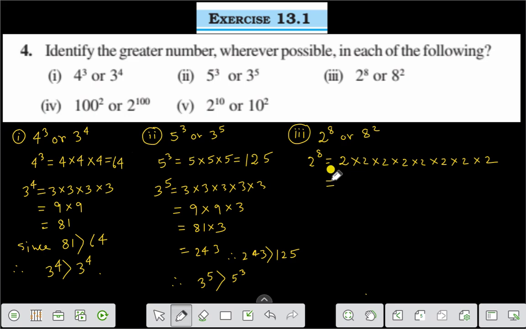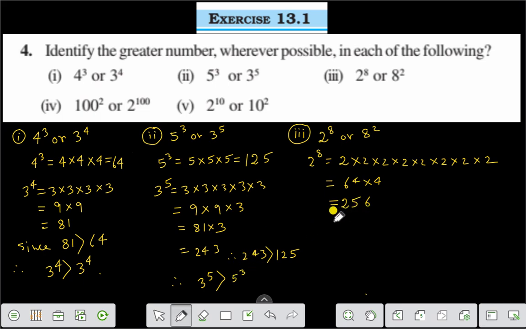If we multiply the numbers, 2 twos are 4, 4 twos are 8, 8 twos are 16, 16 twos are 32, 32 into 2 is 64, 64 into 4. 4 fours are 16, carry 1, 4 sixes are 24 plus 1, 25, 256. That comes to 256.